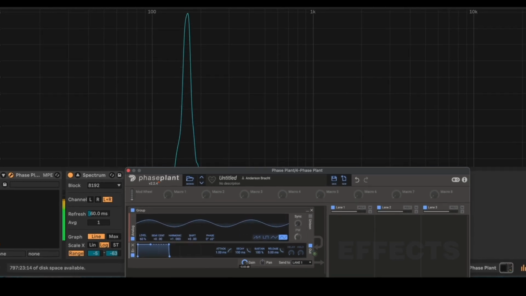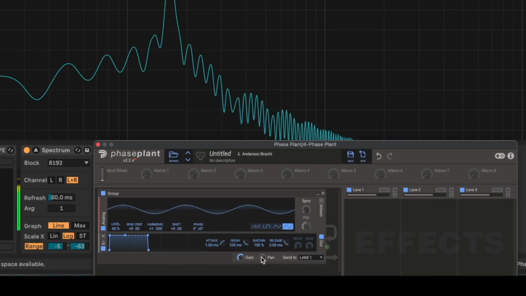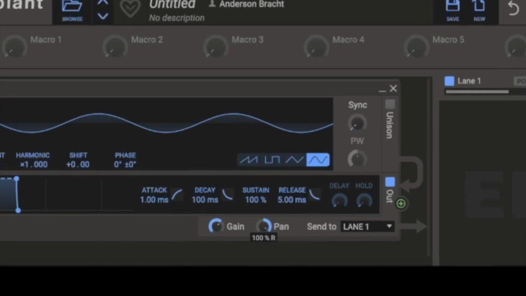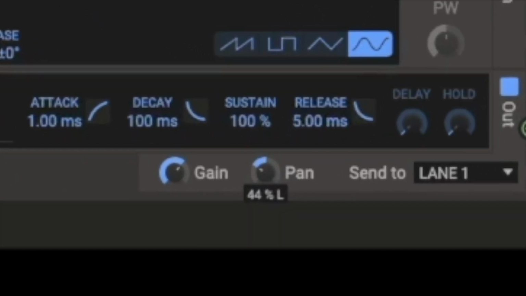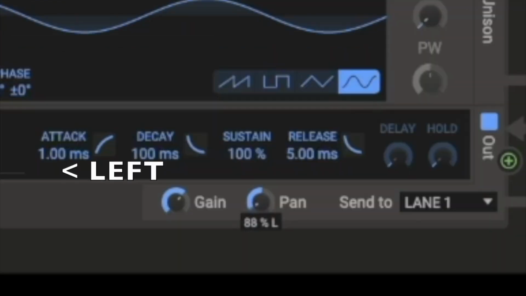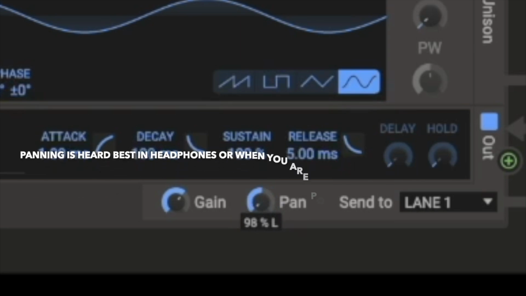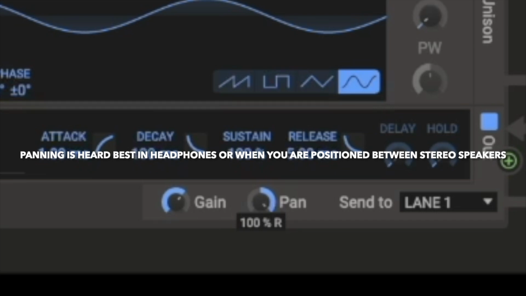The panning control at the output will send the signal to either your left speaker or your right speaker. This is how stereo works. With stereo, you will have two audio channels, a left and a right channel, whose signals are sent to the left and to the right speaker. Panning places the sound within the stereo field from the left to the right.